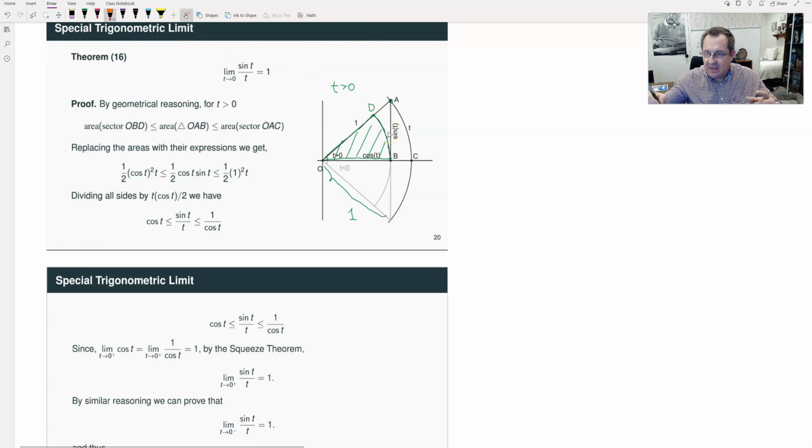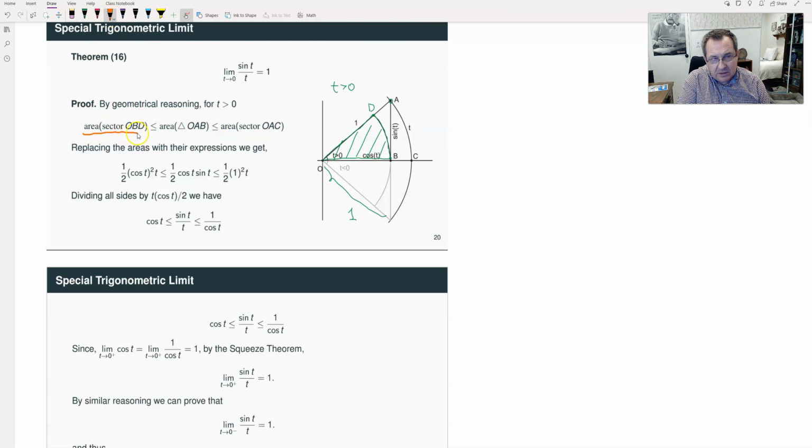Because of that embedding, we know that the area of the sector OBD, that's this sector over here, is less than the area of the triangle OAB, because the sector is inside of that triangle. It's got to be smaller or equal, but definitely not larger. And both of these areas are smaller than the area of the sector OAC that includes both of them. Okay, that's just the relationship between areas. All comes from geometry.